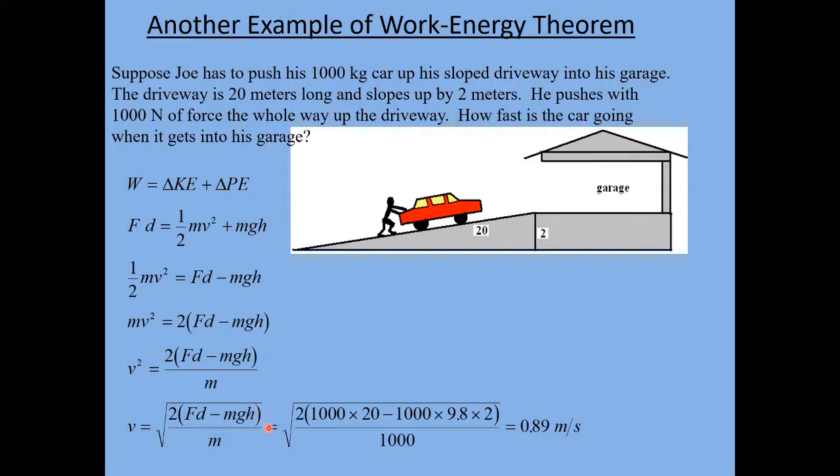So now we can plug in our numbers. Remember, the force F was 1,000 newtons. The distance that he pushes the car in this problem is 20. All right, he's pushing it up the length of the driveway. So that's the 20 there. Here's the mass again, 1,000 kilograms. g is 9.8. The height that he lifts the car is 2 meters right here. And that shows up here. And then down on the bottom is m, the mass again, which is 1,000. So after carefully tapping this all out on our calculator and taking the square root of the result, we get 0.89 meters per second.